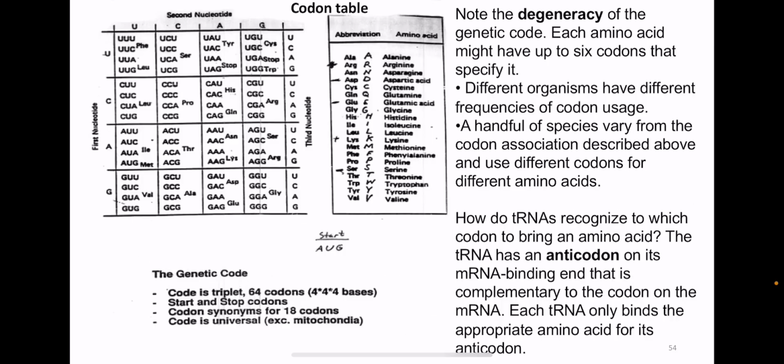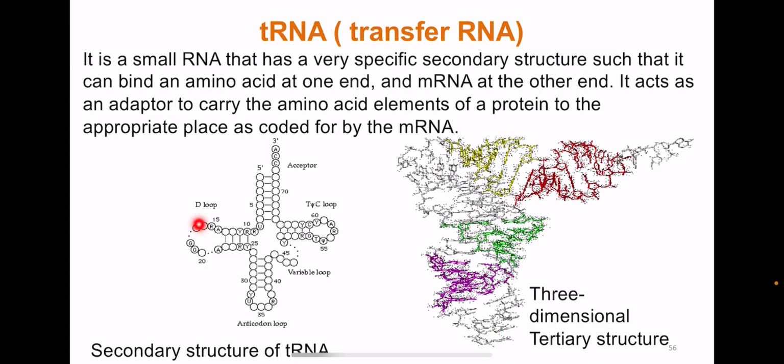What's left? Now let's talk about the tRNA. This is the structure of the tRNA. It has three loops: the D loop, the anticodon loop, and the T omega C loop. It's not really an omega, but I call it omega. On the anticodon loop it has the anticodon, these three bases, which are going to read the codons on the mRNA.